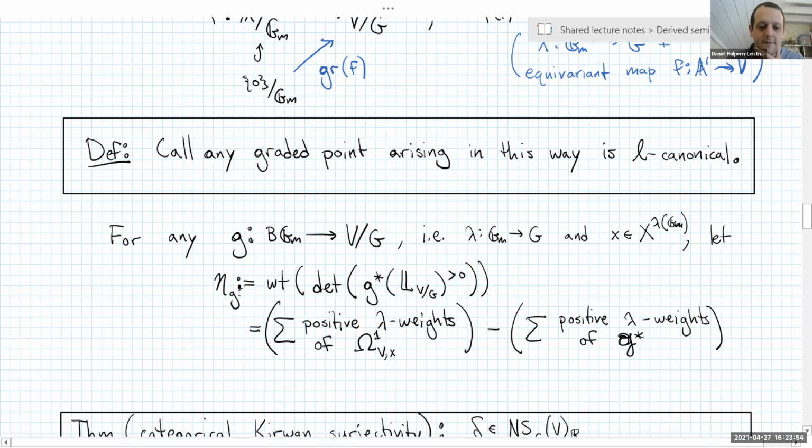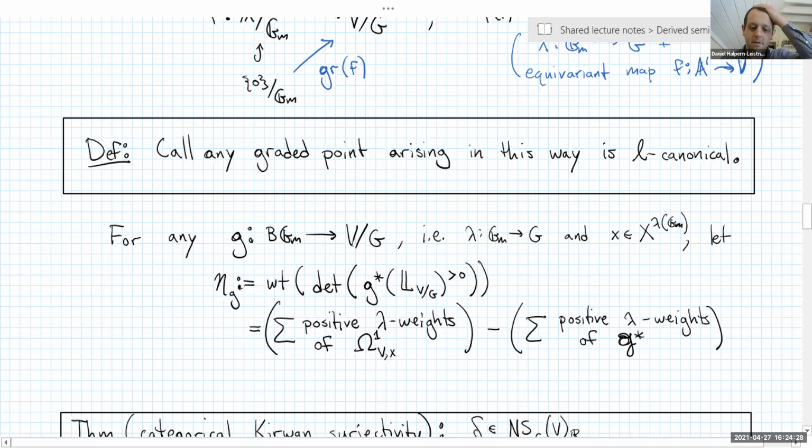So I have to give you one more definition before I state the categorical Kirwan surjectivity theorem. So basically, for any graded point, in other words, for any co-character and a point that's fixed by that co-character, can you see my mouse when I'm hovering, by the way? Yeah. Okay. So then I don't have to highlight this. Great. So I define this number eta, and it's some kind of intrinsic way.